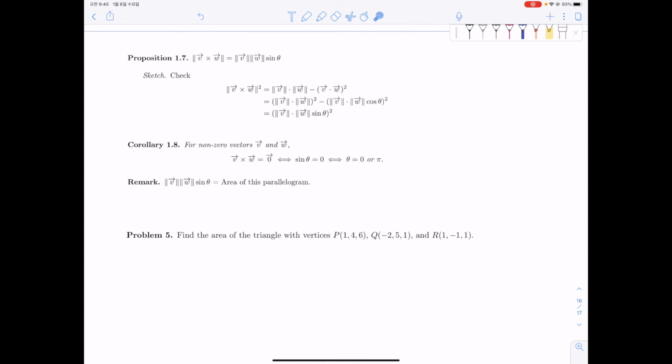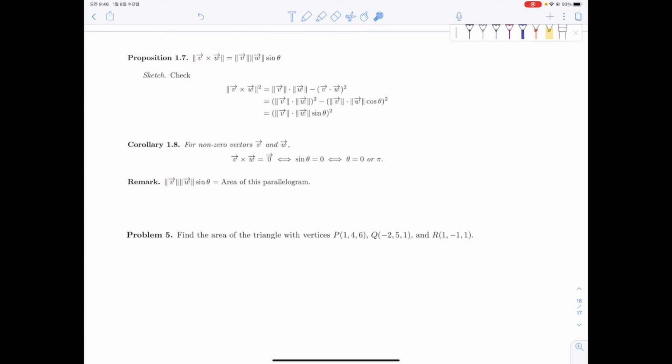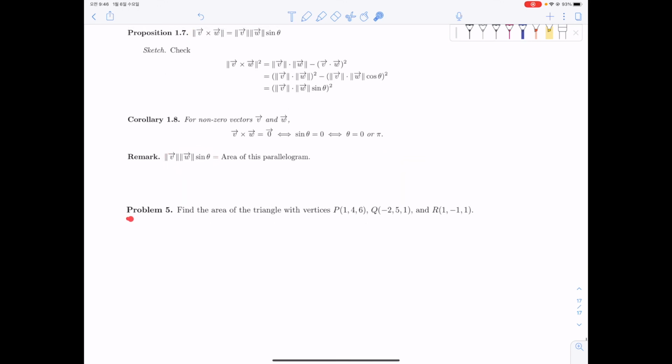In the lecture, we saw that the length of the cross product is given by this one, and this one is the area of this parallelogram. This parallelogram means if it is v and w, then there is a parallelogram like this one. So this area is the length of this cross product vector. So when you think about this problem, find the area of the triangle with vertices P, Q, R. Then there is a triangle.